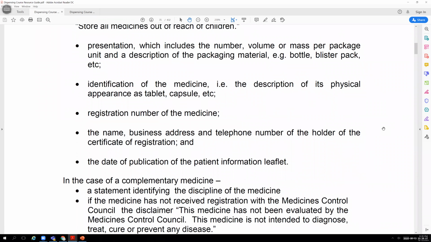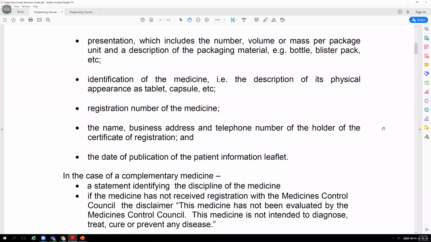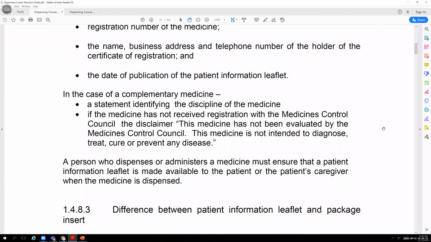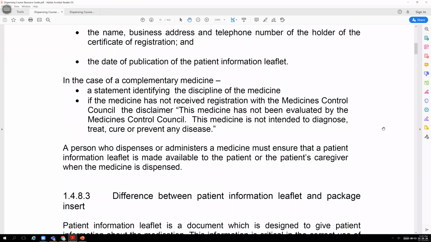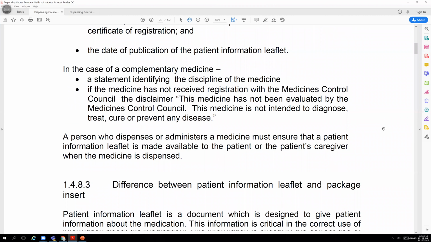In terms of presentation, it means what the drug is. Is this an inhaler or a tablet, how many milligrams, and how the tablet looks, the registration number of the medicine, and the name, business address and telephone number of the holder of the certificate of registration, so the owner of the medicine. That's very important. Again, in the case of complementary medicines, our herbs and so on, we must identify the discipline, and there must be a note to say this medication is not approved or has not been evaluated by the Medicines Control Council. This includes your aloe veras and your Forever products. And then section 1.8.3 is very important.